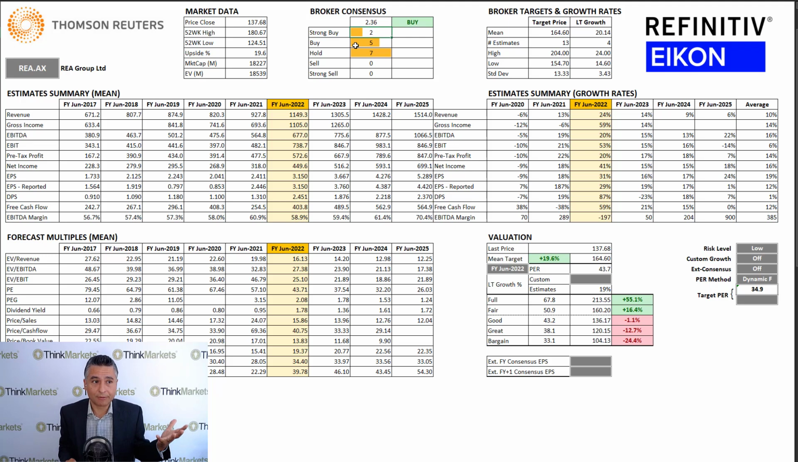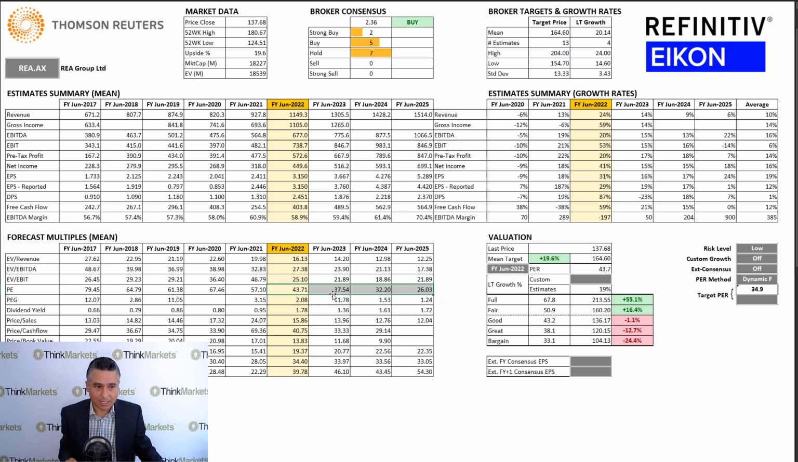2 strong buys, 5 buys, 7 holds, no sells, no strong sells. That's encouraging. I won't go through the whole thing. I'll just go through the bits that are important to me. So I like to see things like EPS growth. Okay, I need to see that earnings are growing. Very important. Then I need to see whether I'm paying a high price or a low price for the earnings of that company, for the growing earnings.